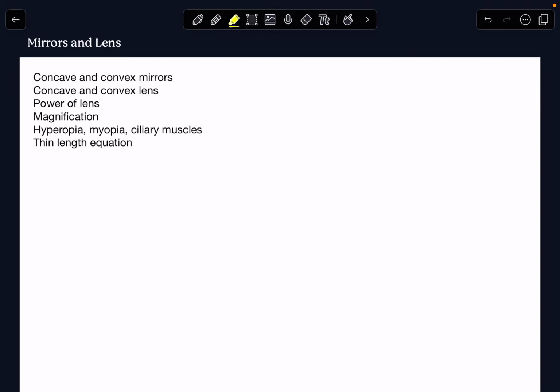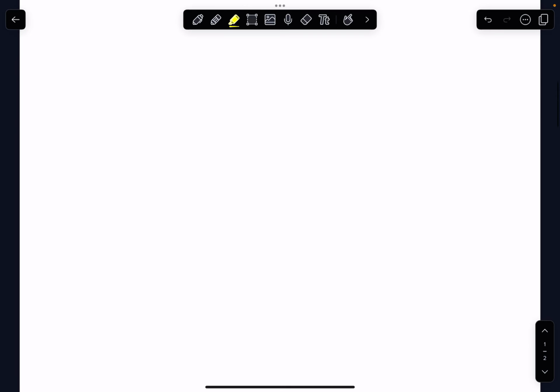Let's talk about mirrors and lenses today. So we're going to first dive into concave and convex mirrors, and then concave and convex lenses, and then the power of a lens, magnification, some biological applications, and then finally the thin lens equation. All right, let's dive into this.